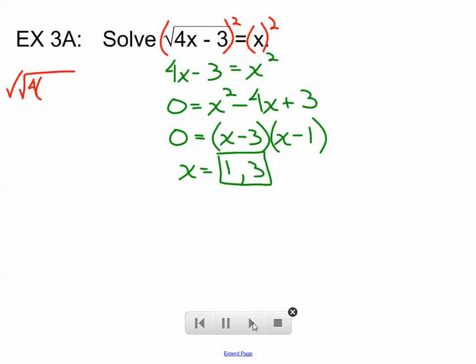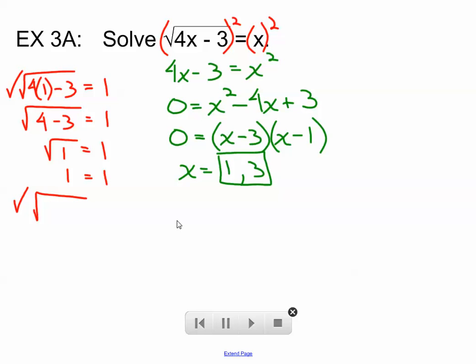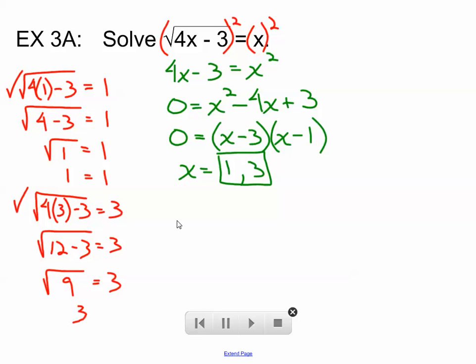Check our answer in case you're not believing me yet that this system works. Plug 1 in for both x's. Multiply, subtract, and take the square root. So 1 works. Let's see if 3 works. Plug 3 in for both x's. Multiply, subtract, take the square root. So we can see that 3 also works.